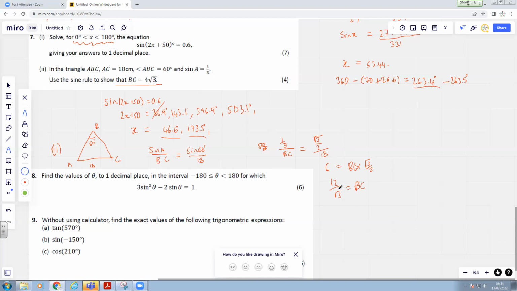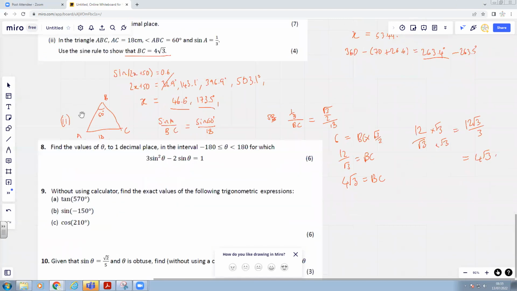Times top and bottom by root 3. I get 12 root 3 over 3, which is 4 root 3. You see that? 12 over root 3 times by root 3 over root 3. You're going to get that as the same as 12 root 3 over 3, which is 4 root 3. Done. Okay. Next one, 8.